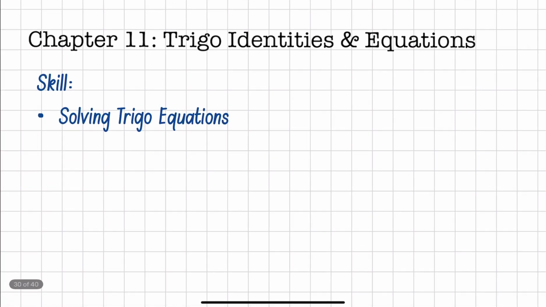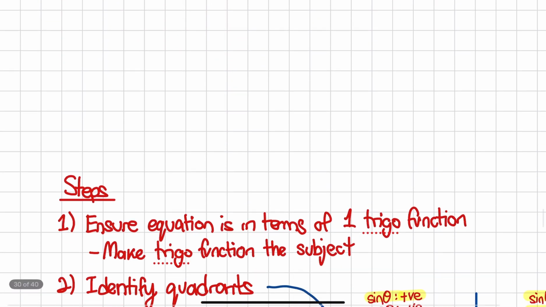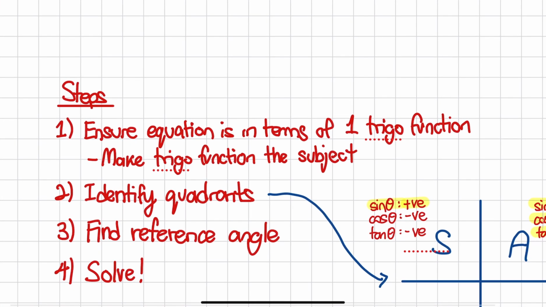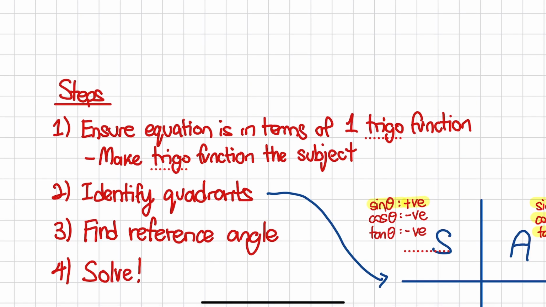In this video, we look at Chapter 11, Trigo Identities and Equations, on the scale of how do we solve Trigo equations. So very simply, we look at some very simple steps on how to solve Trigo equations. Step number 1, when you are given a Trigo equation, make sure the equation is in terms of one Trigo function. It can be sine, cosine, tangent, cosecant, secant, etc.